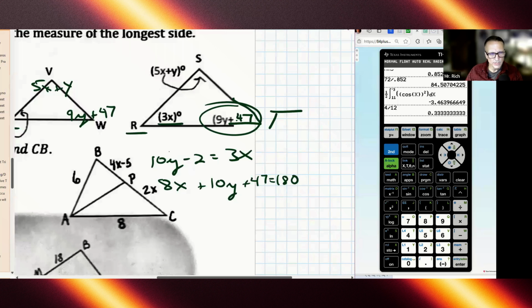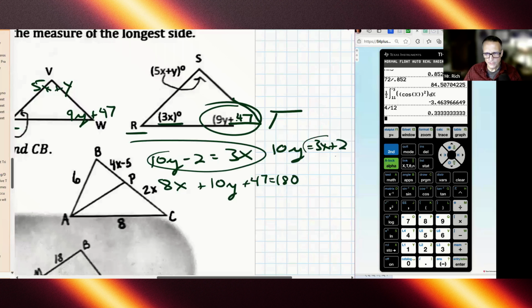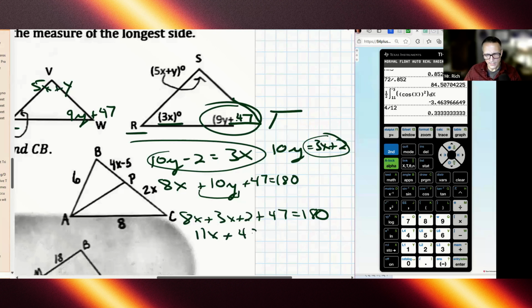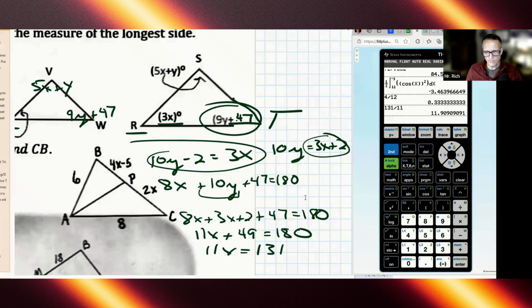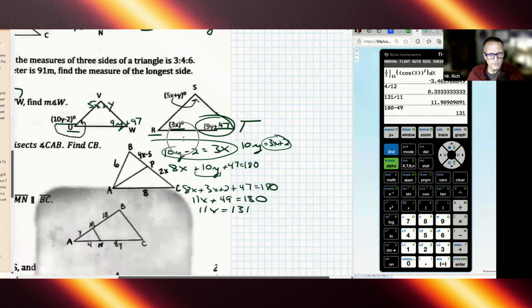If I take this equation here, Macklin, and solve it for 10y, 10y is 3x plus 2. I'm going to take 3x plus 2 and stick it into the 10y here. So that gives me 8x plus 3x plus 2 plus 47 equals 180. This is 11x plus 49 equals 180. I'm going to subtract the 49, which would give me 131. I don't like that. Is that right? 180 minus 49? Yeah, 131.